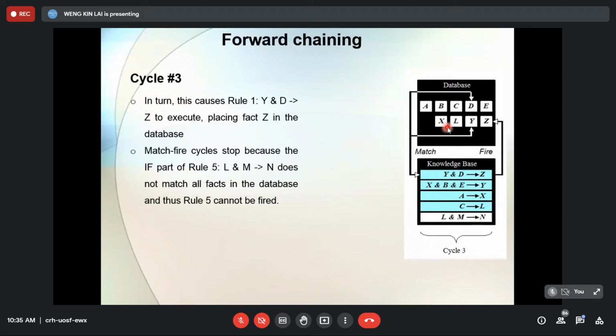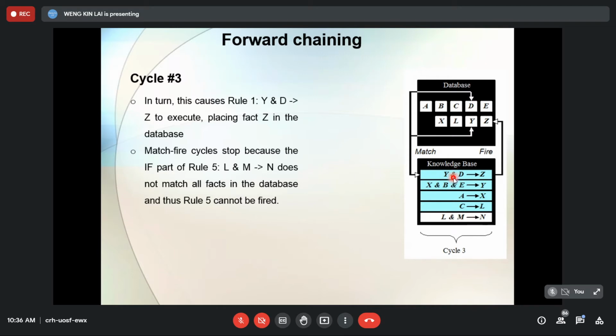Now, the only rule left for me to process is rule number 5. As I said before, we do not need to process the other rules more than once. So look at the last rule, L and M: if L is true and M is true, then N is true. Do I see L? Yes, I see L. Do I see M? I don't have M. So this rule will not be fired. Therefore, I stop because the database has not changed. This stops because rule number 5 does not match all the facts in the database, and therefore rule number 5 cannot be fired. That is when you stop.